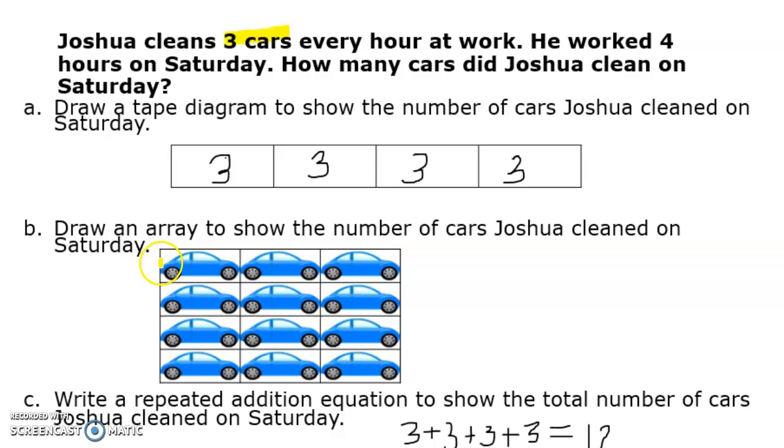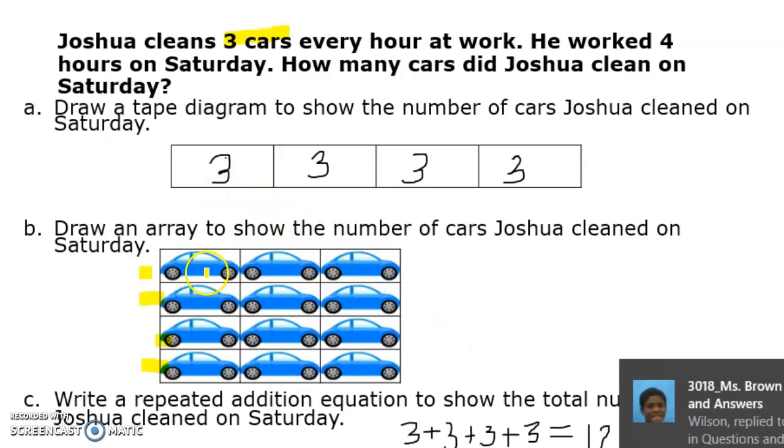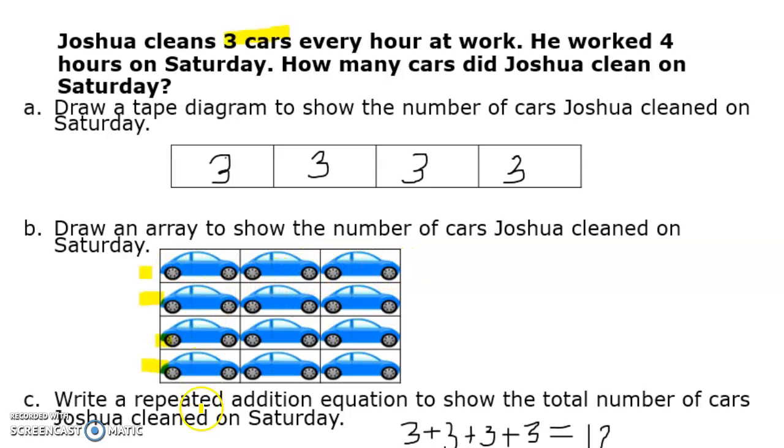Letter B says to draw an array. Our array should have the same number of rows as boxes in our tape diagram. So we have 1, 2, 3, 4 rows here. In each row, we have 3 cars because it's showing how many cars he cleaned each of these hours, which is 4 hours. And of course, the repeated addition equation is similar to the tape diagram. 3 plus 3 plus 3 plus 3 equals 12.